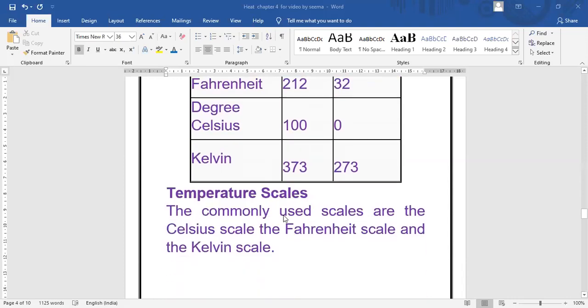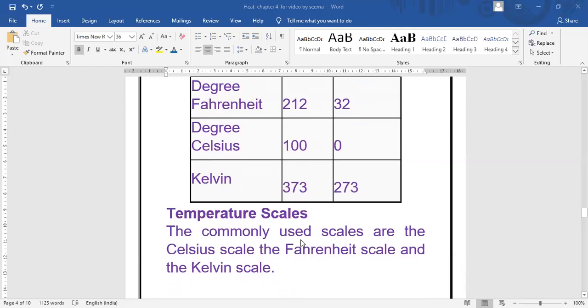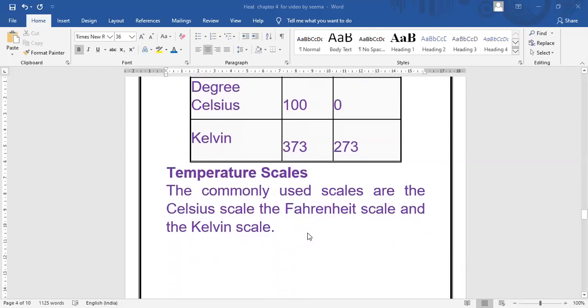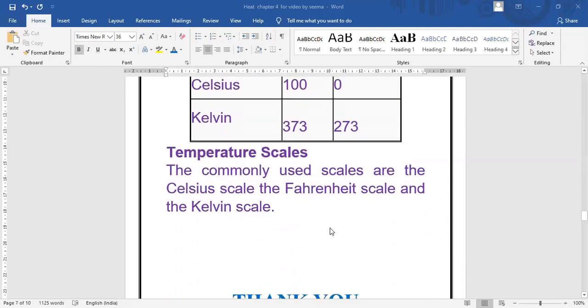So the commonly used temperature scales are generally the Celsius scale, Fahrenheit scale and the Kelvin scale. So this is all about the thermometer, how we use and take care of the thermometer.